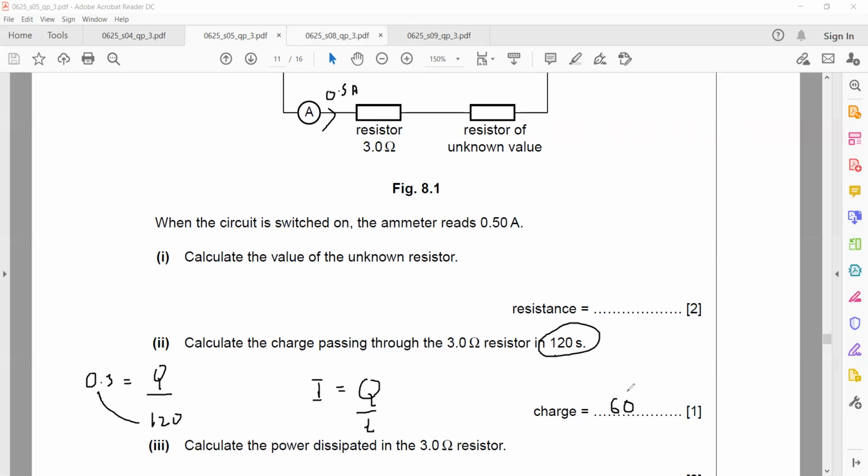And what is the unit of the charge? 60 amperes, volts, ohms? What is the unit? The unit of charge is not ampere. The unit of charge is coulombs. The unit of current is ampere. The unit of time is second. The unit of voltage is volts. The unit of resistance is ohm. The unit of charge is coulombs, so you write capital C. So 60 coulombs will flow through in 120 seconds.